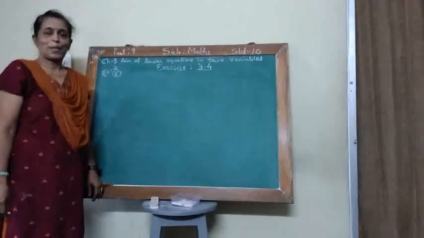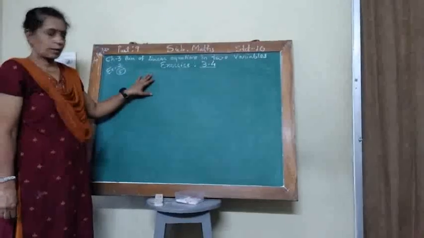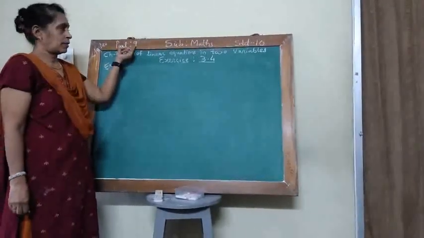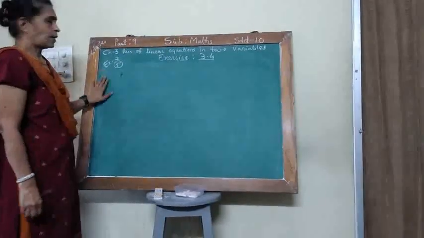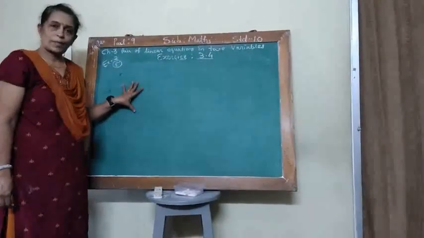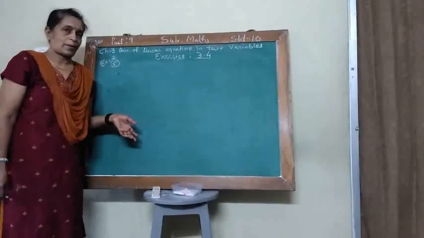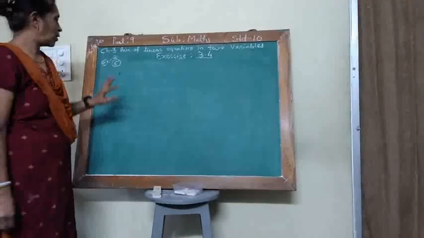Hello students, Namaste. Today I start exercise 3.4, example 2, number 5, part 9 of standard 10 maths. Here also you have to form two equations and solve by elimination method. And I hope that you have done revision for 1 to 4.